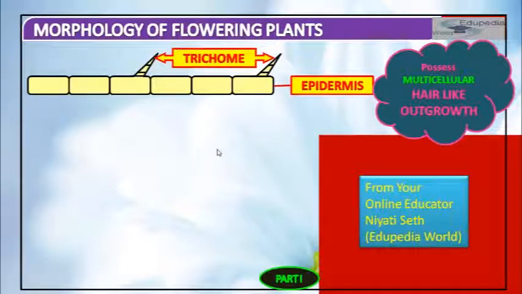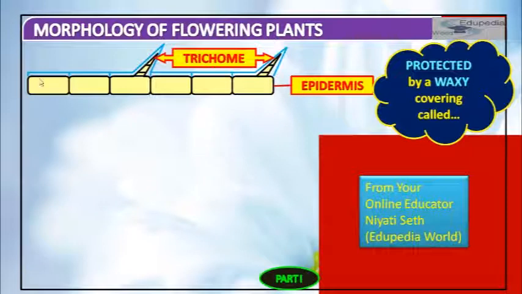And these are trichomes, right? They possess multicellular hair-like growths, which we call trichomes, students. And what is this, students? This blue line is indicating the cuticle, which is a waxy substance. So this is your cuticle, a thin, transparent, waxy covering. And what is the significance of the cuticle, students? It prevents excessive evaporation of water and surrounds the epidermis.